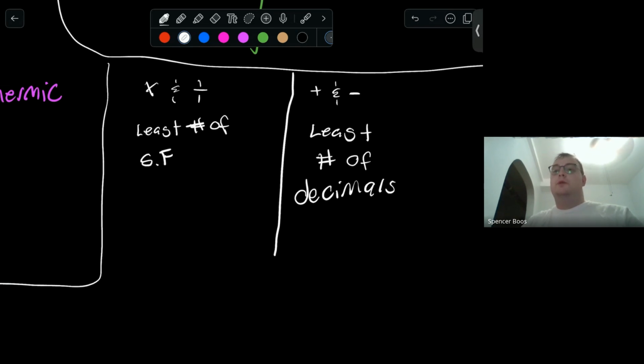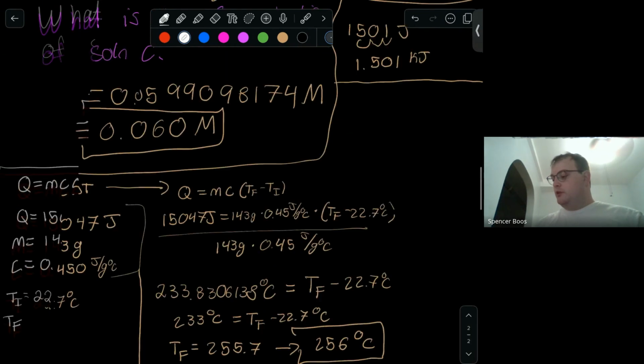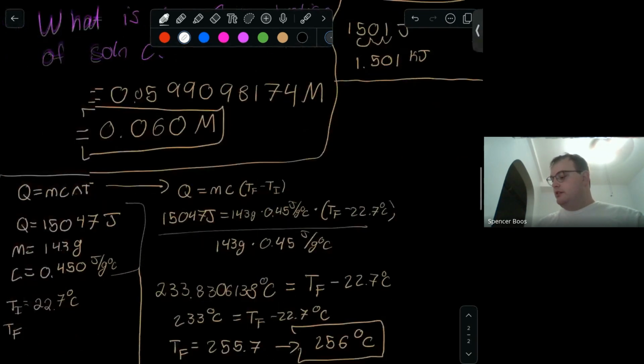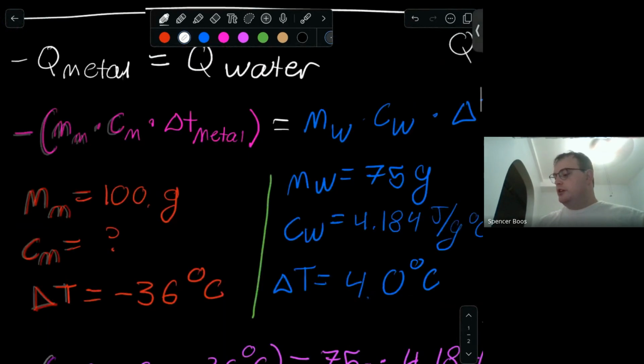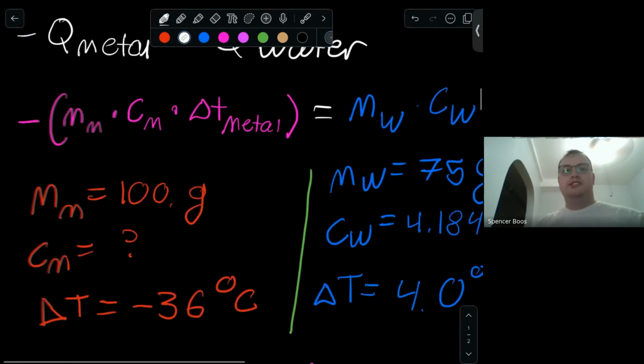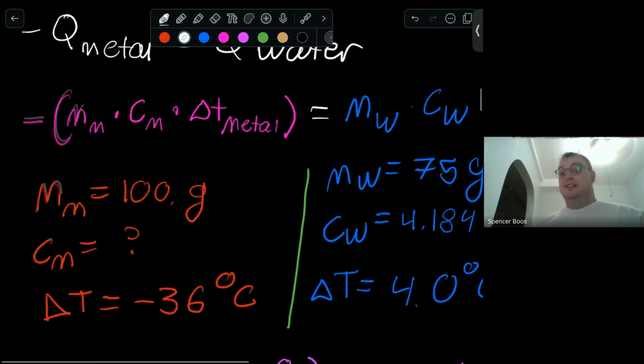What if you have to find Q in calorimetry? You won't have to find Q for this exam. Even if you wanted to find Q for calorimetry, if we go back up here, where was it? Up here. All we do is just do that one equation, and then we get Q. That's how we find Q in calorimetry. It's the easiest way to find it.